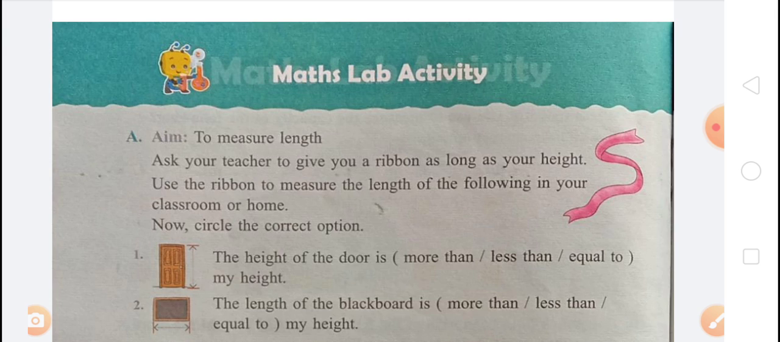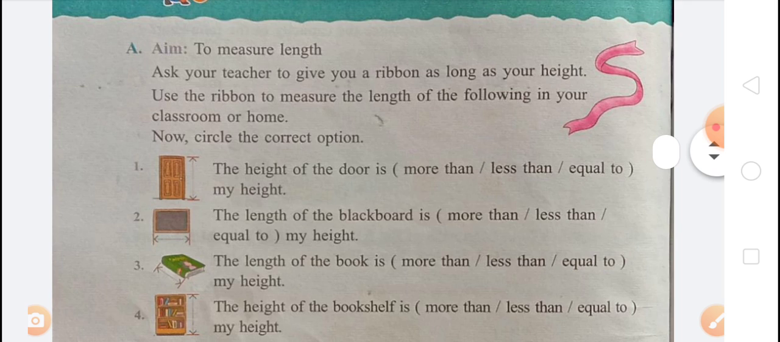Now circle the correct option. The height of the door is more than, less than, equal to my height. The height of the door is more than my height, so we tick more than. Next, the length of the blackboard is more than, less than, equal to my height. The length of the blackboard is more than my height, so we take more than.